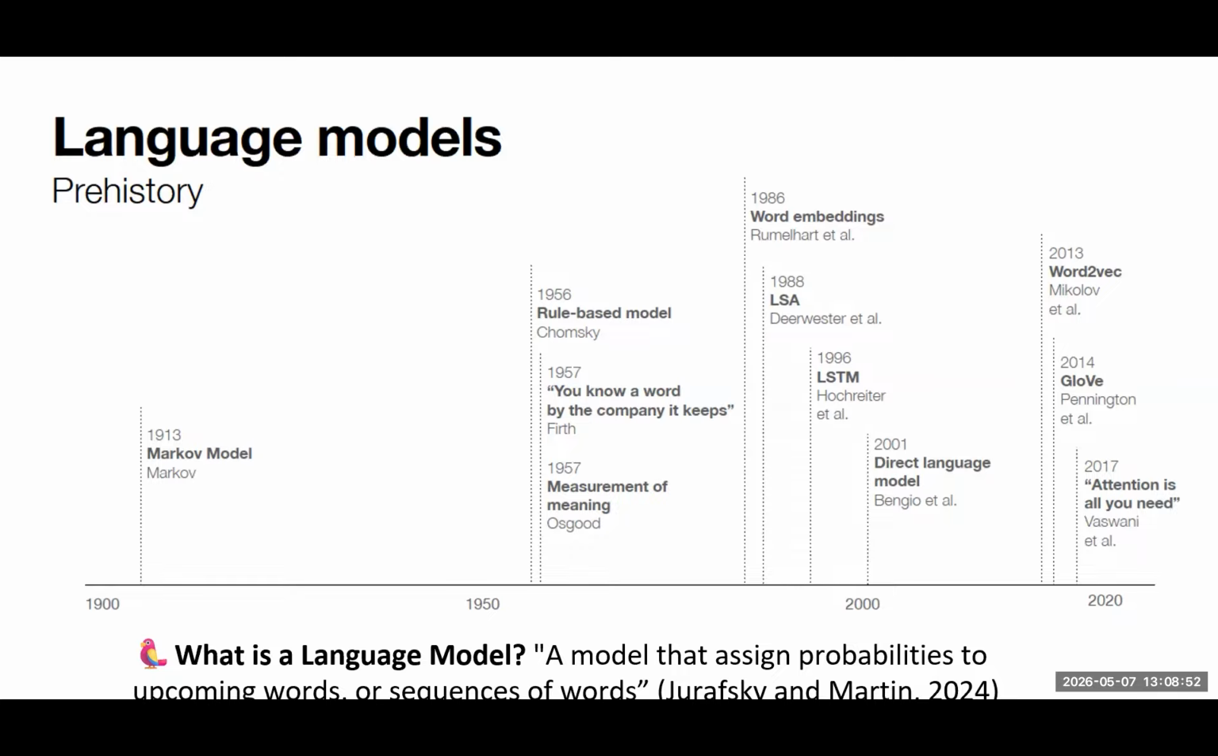Over the years, there have been quite some developments in the field, and the most important development of the last years was made in 2017, when the attention mechanism was introduced. This is also the basis for all the great modern language models that we have nowadays.